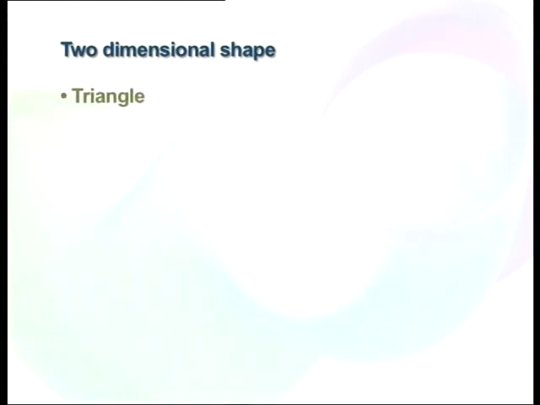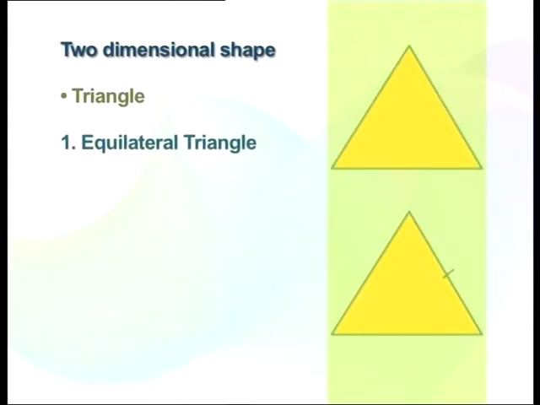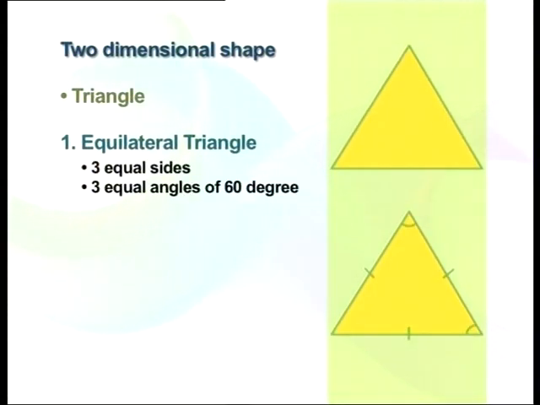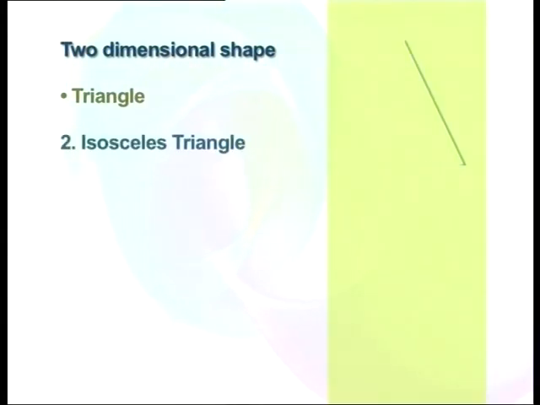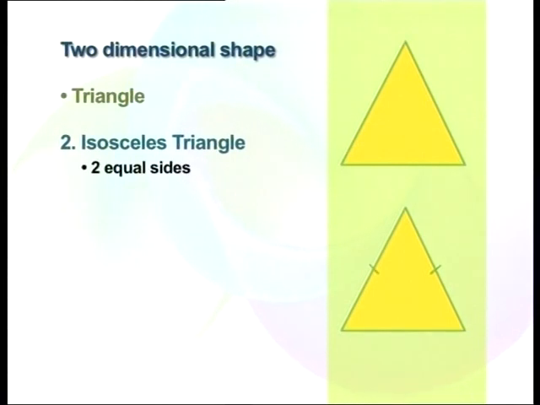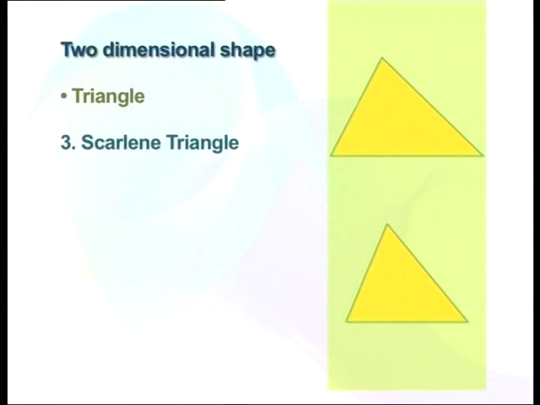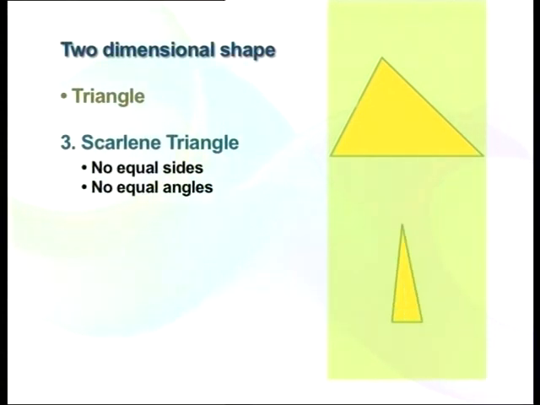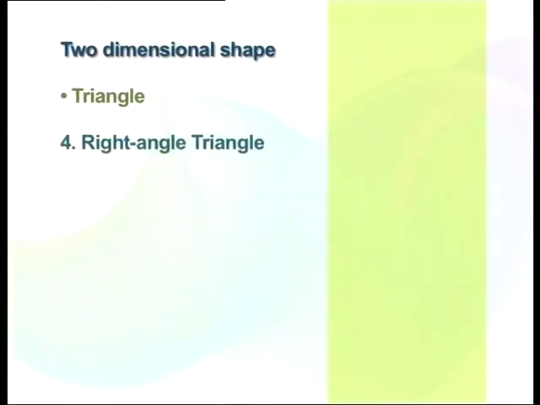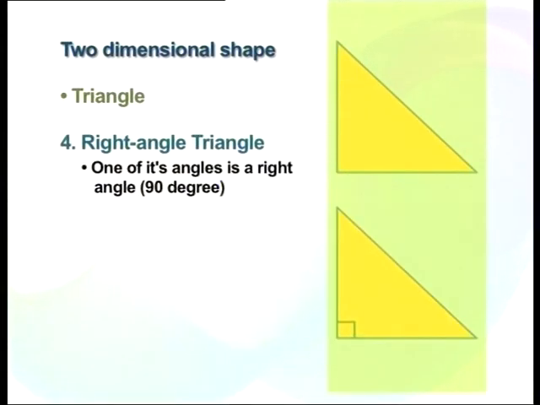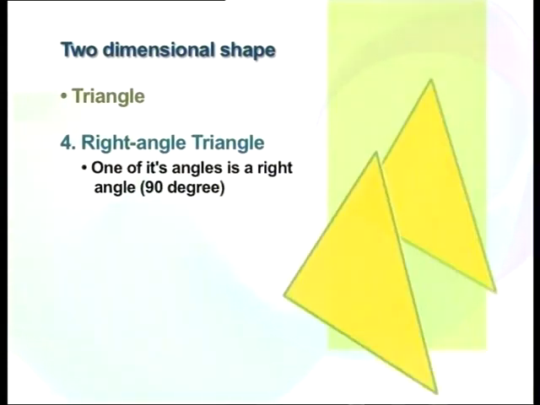Triangle. Triangles are divided into 1. Equilateral triangle. It has 3 equal sides and 3 equal angles of 60 degrees. 2. Isosceles triangle. The triangle has 2 equal sides and 2 equal angles. 3. Scalene triangle. This triangle has no equal sides and no equal angles. 4. Right angle triangle. One of its angles is a right angle.